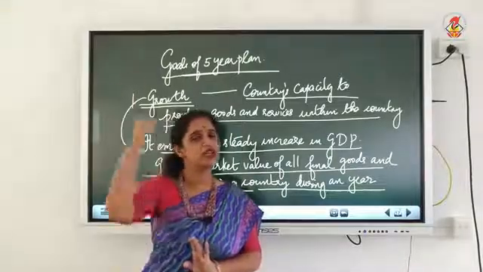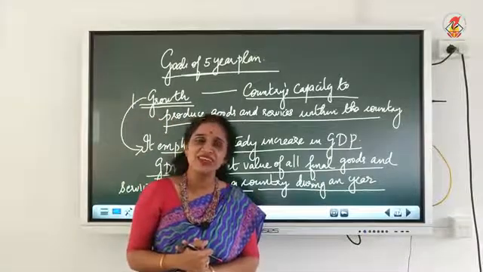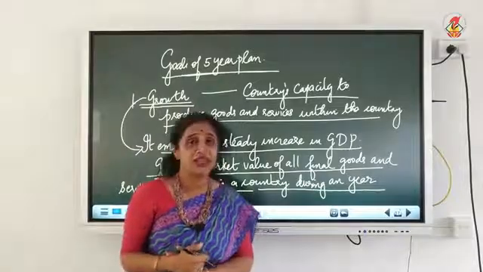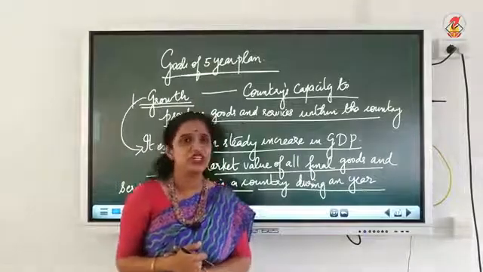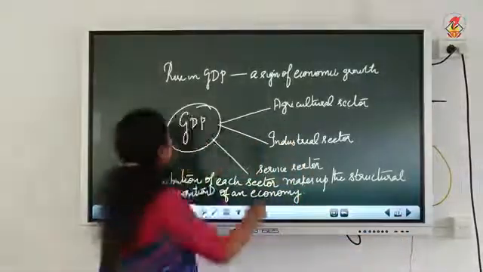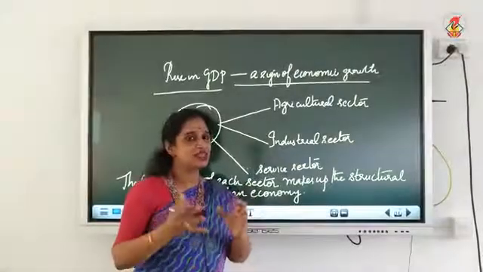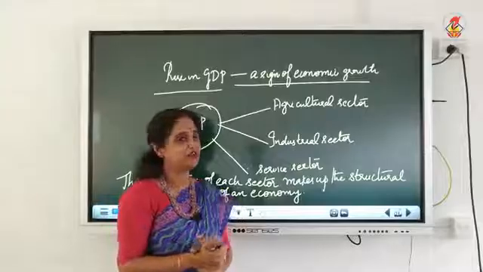So, when there is a steady growth of GDP, we can say that there is an economic growth. So, economic growth mainly emphasizes the steady growth of GDP. Now, rise in GDP is a sign of economic growth. Now, from which sectors can the GDP be derived?